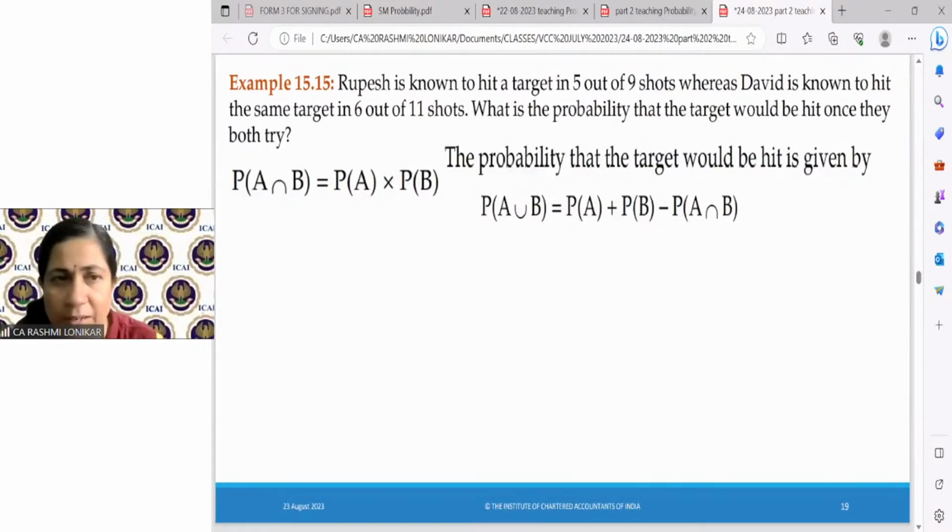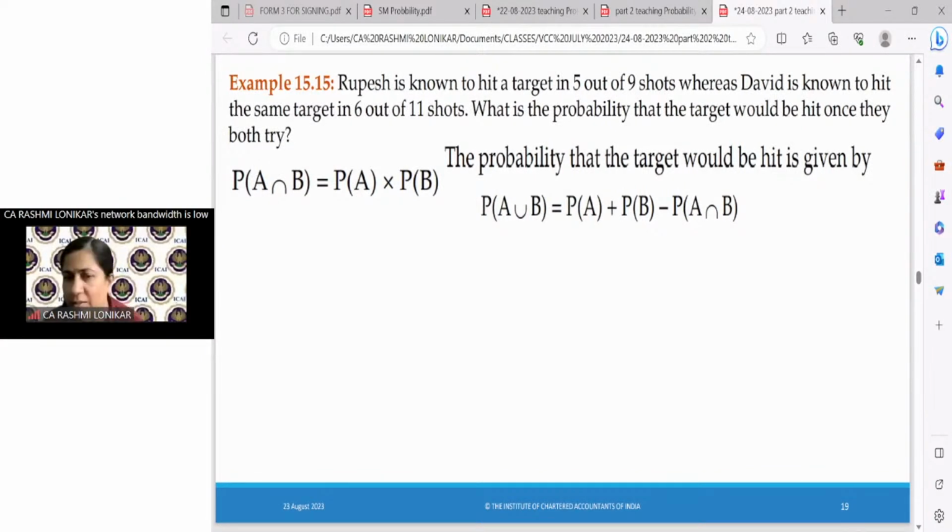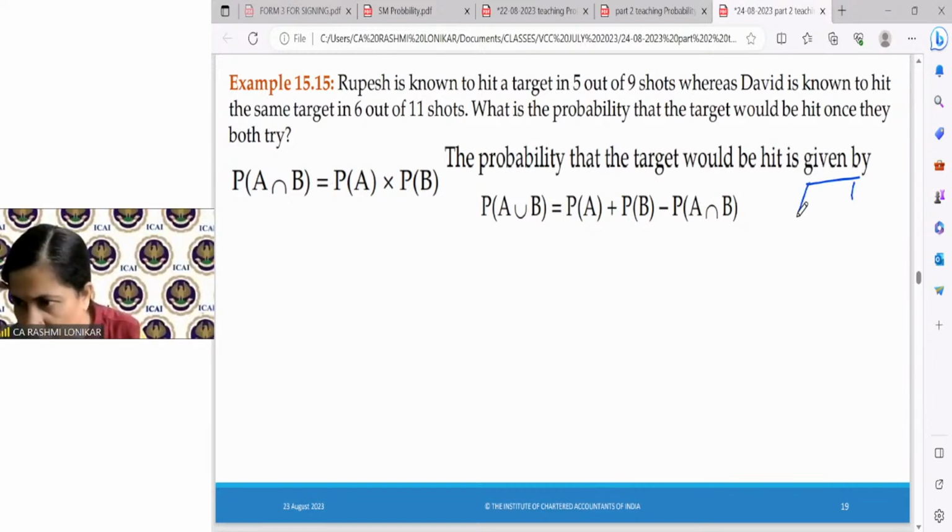The next sum is a very interesting one. Rupesh is known to hit a target in 5 out of 9 shots, whereas David is known to hit the same target in 6 out of 11 shots. What is the probability that the target would be hit once they both try? Like, all these Olympic athlete champions, they practice archery, then they practice shooting. So in that there is a target, you know that the target is like this. So there is this board and on that there are these circles. Okay. So you're supposed to hit the bullseye.